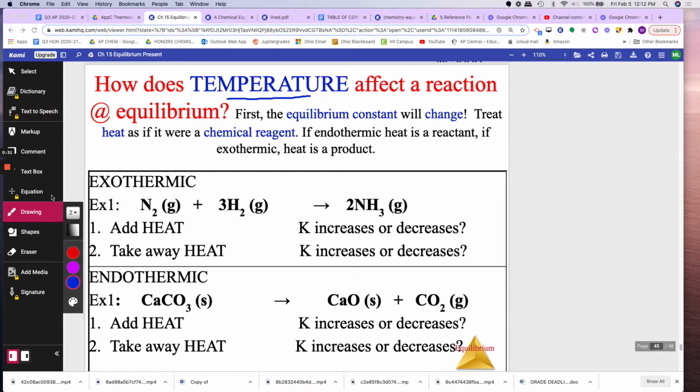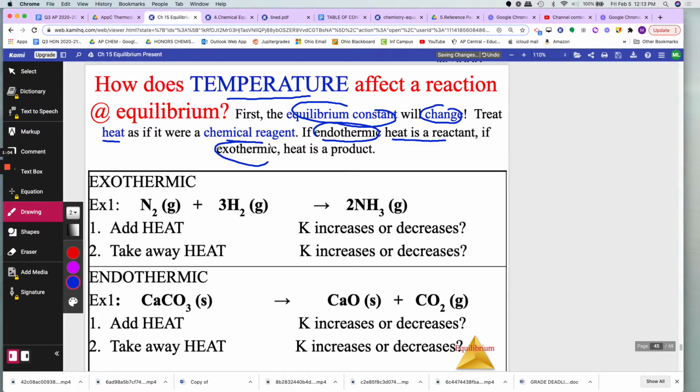Temperature, though, is the only factor that will change K equilibrium. That's something that you should know. First, the equilibrium constant will change. Now, what happens to equilibrium if you change the temperature? What you're going to do is treat heat as if it were a reagent. If the system is endothermic, that means you're putting heat into the system, so you make heat a reactant. If it's exothermic, that means heat was produced, so you're going to treat heat as a product.